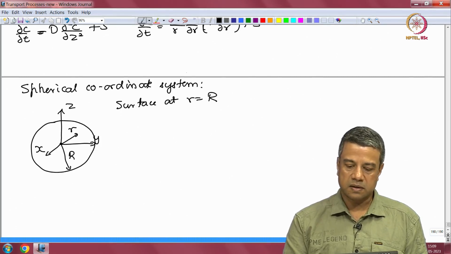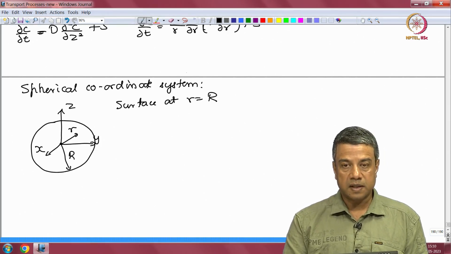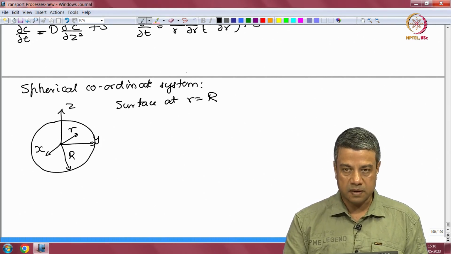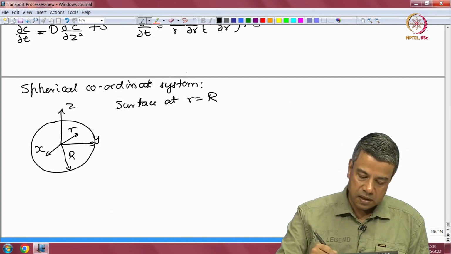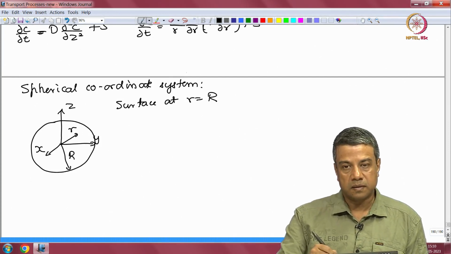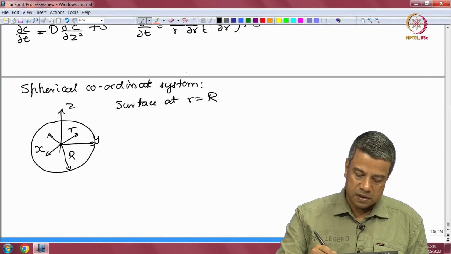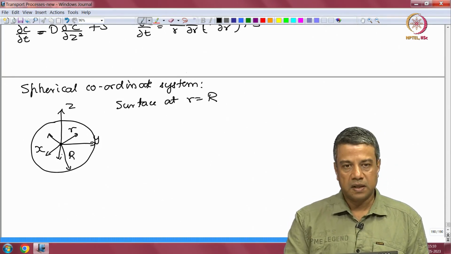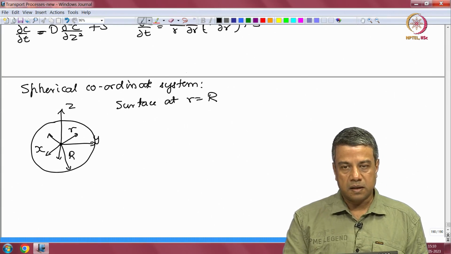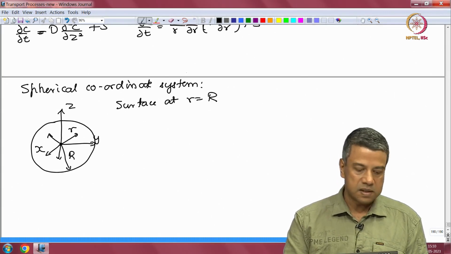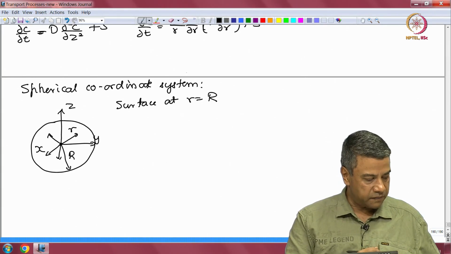So, this is what is called a spherically symmetric system, that is, properties depend only upon distance from the origin and not on the orientation of the position vector. That is, I will get the same properties provided the distance from the origin is the same regardless of the orientation. So, these are spherically symmetric configurations.